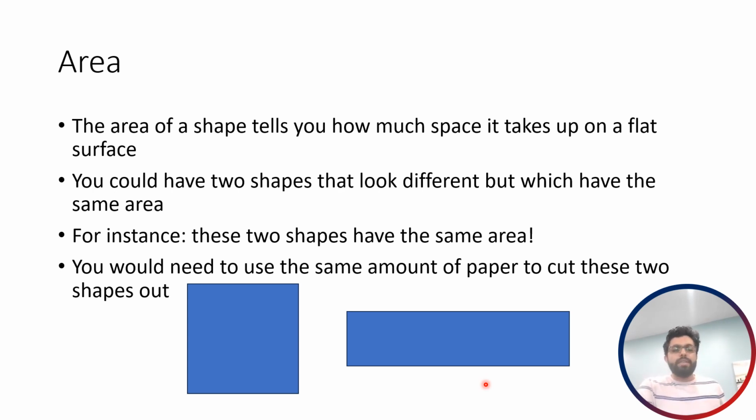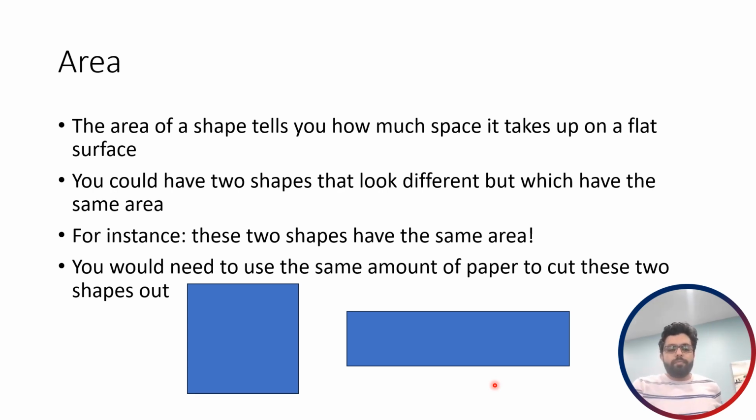They don't have the same shape, but they take up the same amount of space. So basically the idea with area is, the way that perimeter tells you how much string you need to outline your shape, the area tells you how much paper you would need to be able to cut this shape out.